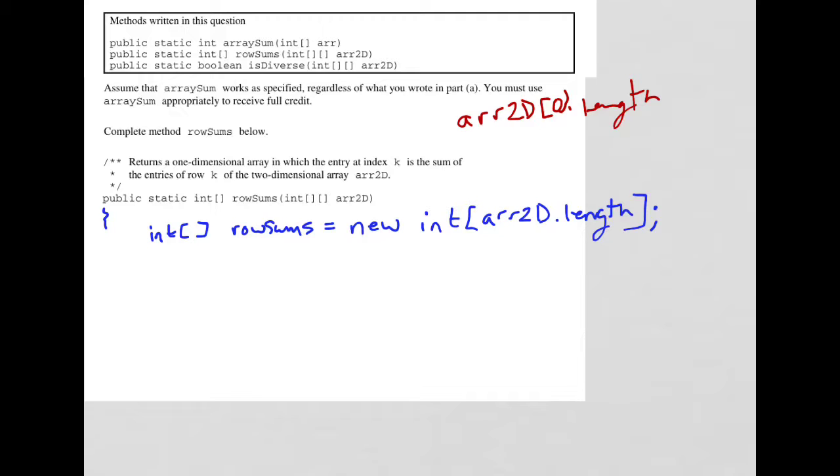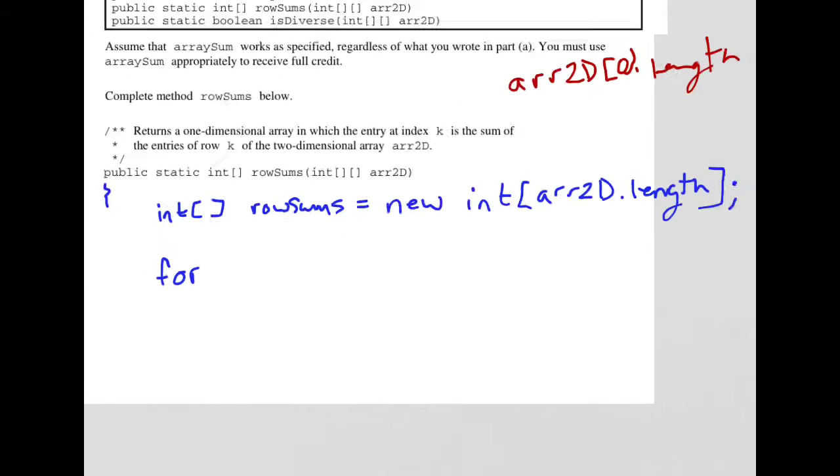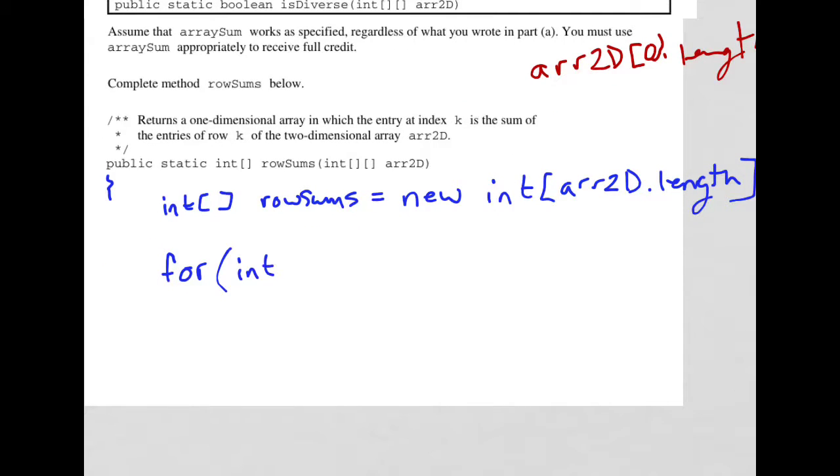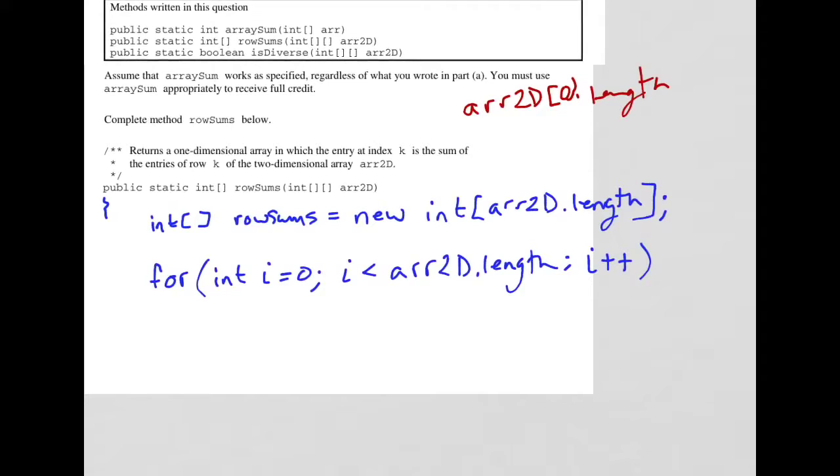Let's see here. So I'm going to say for, and I'm running through, I want to take care of all of my rows. I already know how many rows there are. So I can say for int i gets 0, i is less than arr2d dot length. That's the number of rows. And then i plus plus. So now I'm running through all of my rows only.